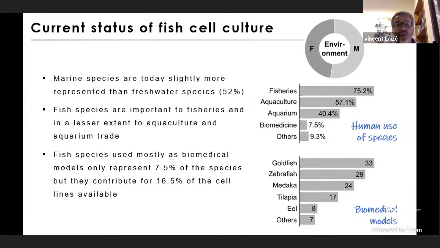A special mention for the biomedical models, which represent only 7.5% of the fish species, but actually represent 16.5% of the cell lines available. This is a number which is growing, and we have the goldfish, the zebrafish, and the medaka as the major contributors of fish cell lines from biomedical models.